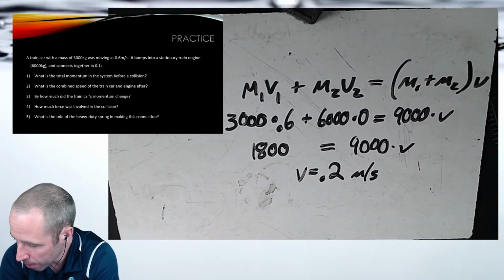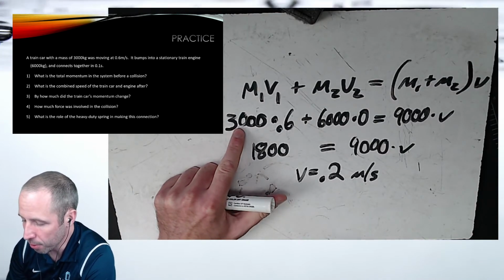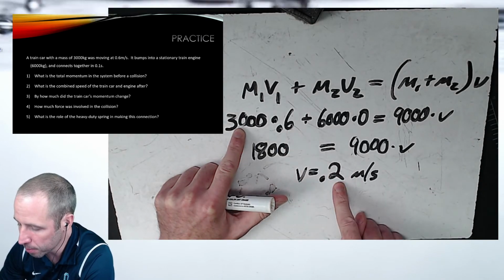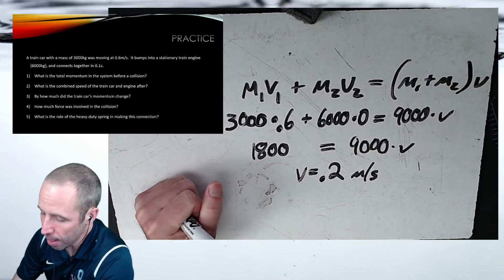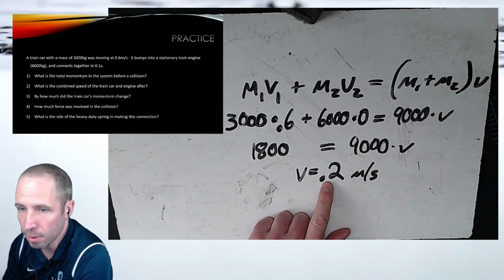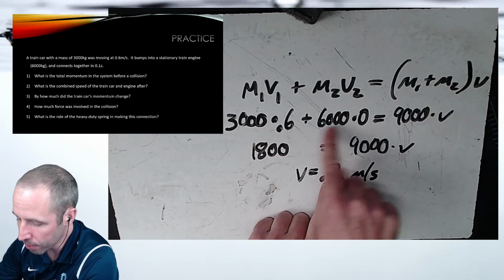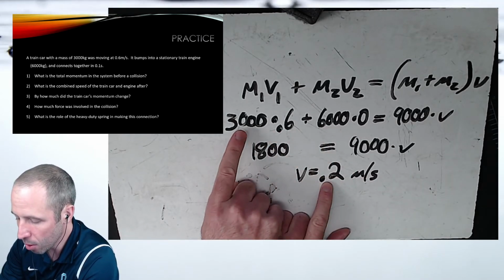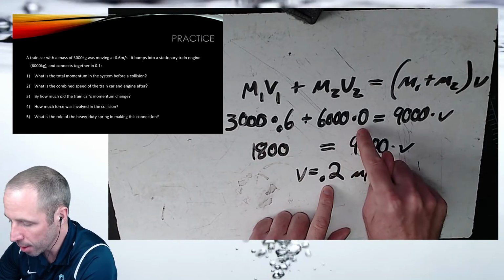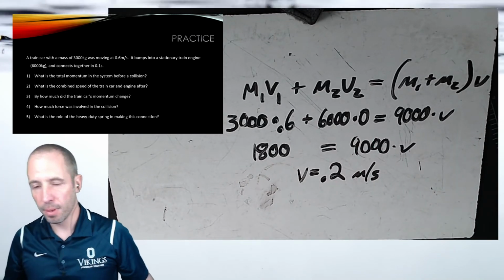So, cool stuff. Hey, by how much did the train car slow down? From 0.6 down to 0.2, it dropped its speed by 0.4. How much did the train engine speed up? From 0 up to 0.2, it increased its speed by 0.2. Were the speed changes equal? No, it's because the masses were lopsided. The lighter object, the lower mass object, had a bigger velocity change one way, and the higher mass object had a lower velocity change the other way in order to get the momentum conservation all to work out.